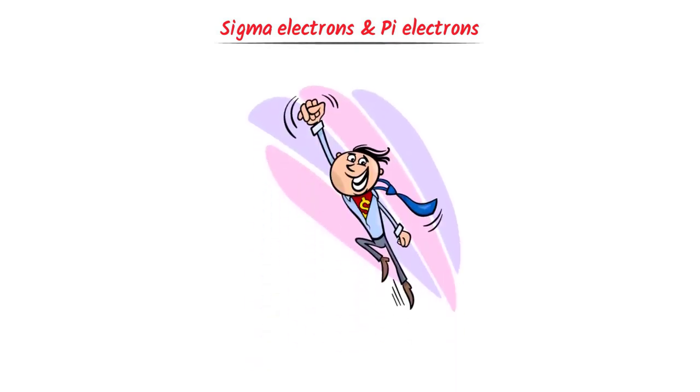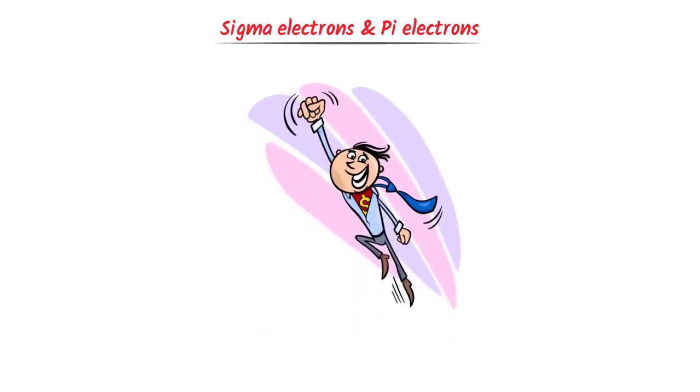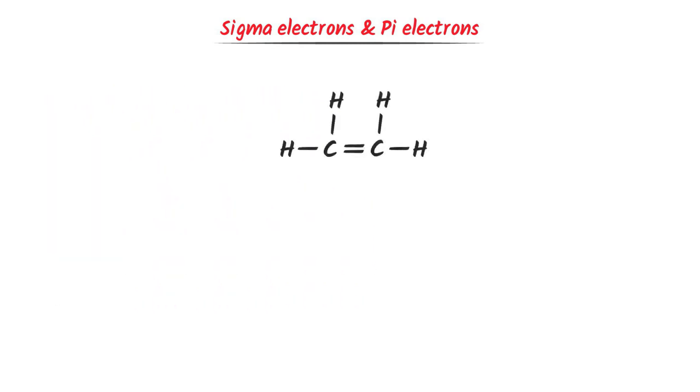Firstly, I will teach you the concept of sigma electrons and pi electrons. Without learning some of these basic concepts, you will not be able to learn hyperconjugation. Now consider this organic compound.